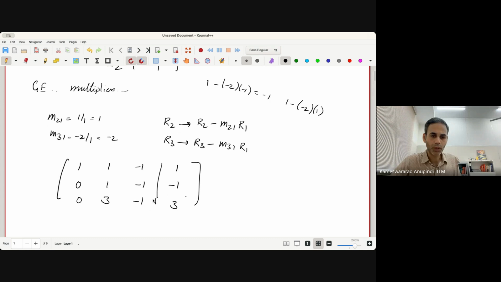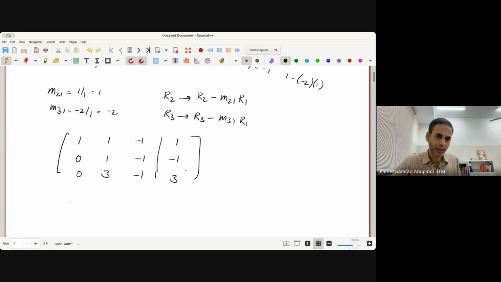Then I can calculate one more multiplier. Now the pivot row is R2. Then my pivot element is 1. Of course, here I'm not doing any partial pivoting, because if I do partial pivoting, I have to move this row to the previous row, because we said we want to keep this one as large as possible. Okay, I'm not doing any pivoting. Then we have M32, which is going to be 3 upon 1, right? That is equal to 3.